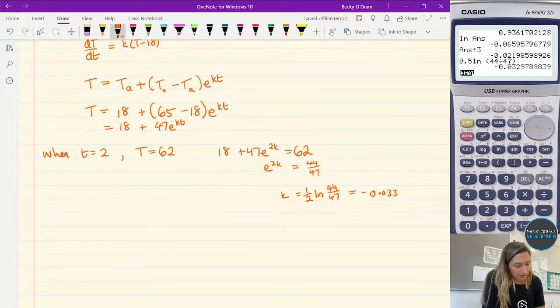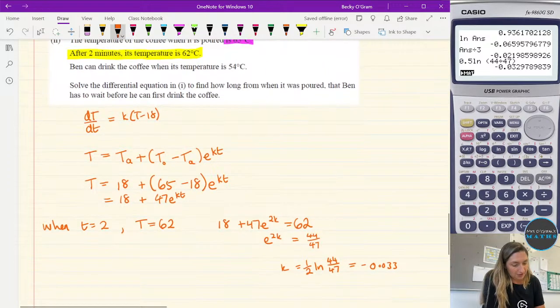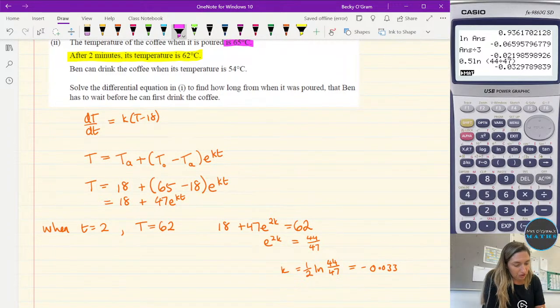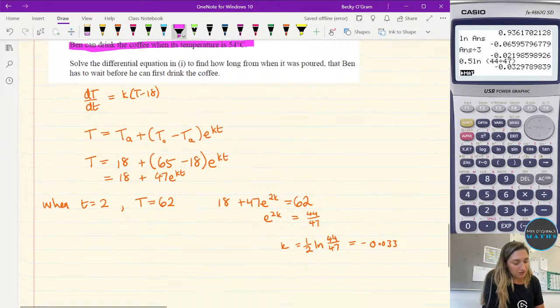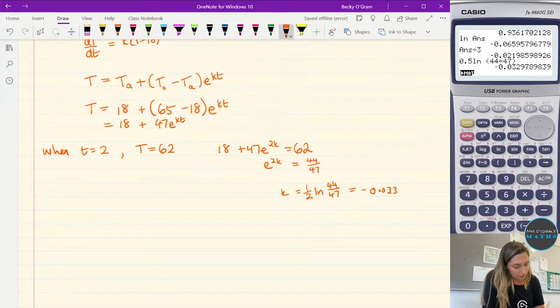Now, if we pop that into the last piece of this, which is to work out when he can drink his coffee, which is when it gets to 54. So for the temperature equal to 54, we want 54 is equal to 18 plus 47 e to the half natural log 44 over 47 times k. Oh, sorry, times t. And we're going to work out what t is.